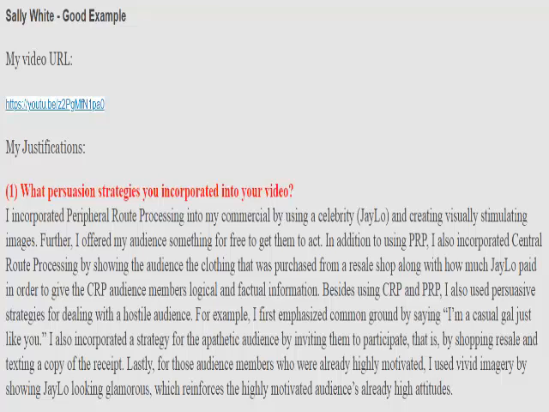I incorporated peripheral route processing into my commercial by using a celebrity, that is J-Lo, and creating visually stimulating images. Further, I offered my audience something for free to get them to act. In addition to using PRP, I also incorporated central route processing by showing the audience the clothing that was purchased from a resale shop, along with how much J-Lo paid, in order to give the CRP audience members logical and factual information. Besides using CRP and PRP, I also used persuasive strategies for dealing with a hostile audience.